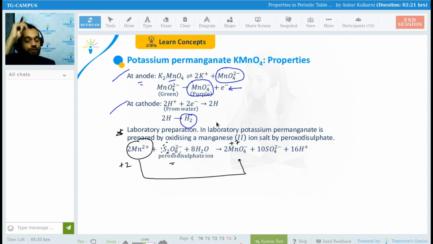You will take the Mn2 plus salt, that is a manganese salt. If you oxidize it, over here I have used an oxidizing agent, which is a peroxodisulfate. If you oxidize it, what will happen? Your Mn2 plus will get oxidized to Mn plus 7. Come on, write down the reaction. This is the laboratory preparation of potassium permanganate. Come on, write it down.